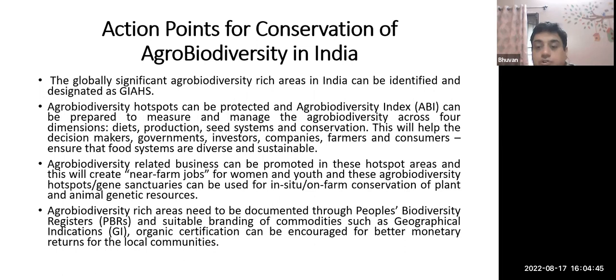Then we also have to focus on the people's biodiversity register, and in this, the suitable varieties must be identified and documented in these agrobiodiversity rich areas. Along with that, we have to ensure the GI branding or the geographical indications tag for some of these varieties, so that better monetary returns can be ensured for the local communities.